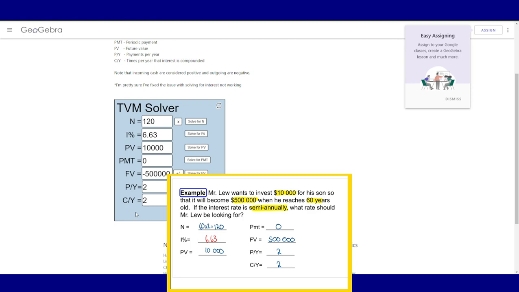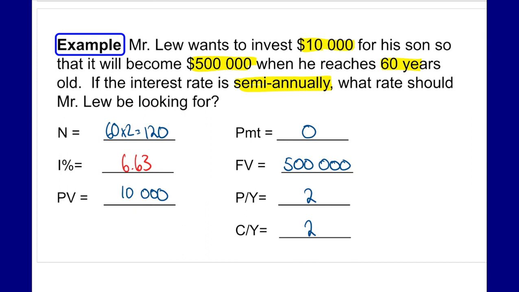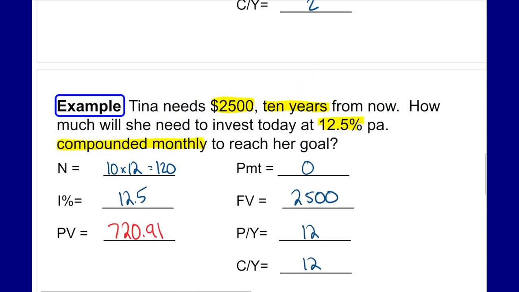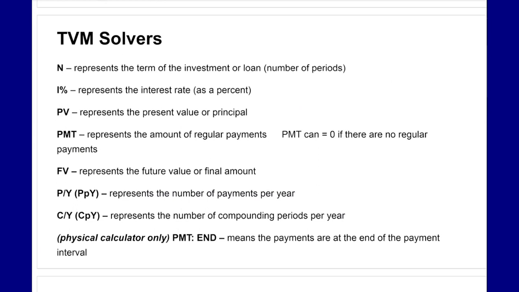So again, the main thing is that we can use a TVM solver to easily do these calculations for us, rather than having to use the compound interest formulas for future value or present value. It makes it a little bit easier because all we have to do is find some key information from the scenario, plug it in, and click solve. So again, just make sure you understand what the variables are. Go back to that page. Make sure you understand what the variables represent, and then just how to access the TVM solver and use them.